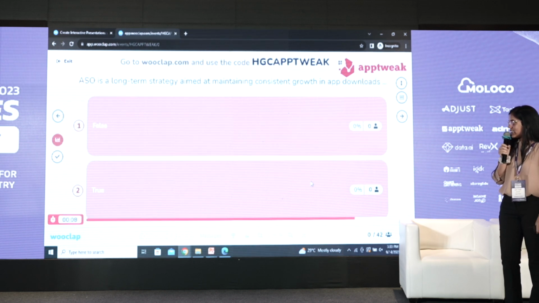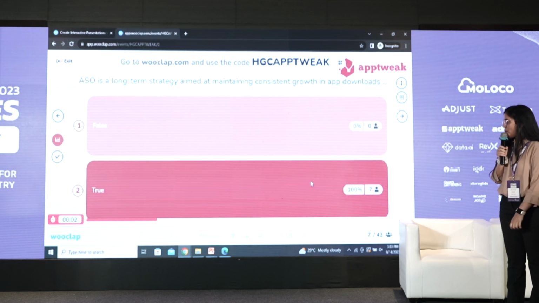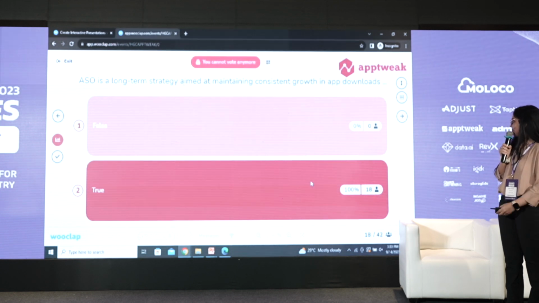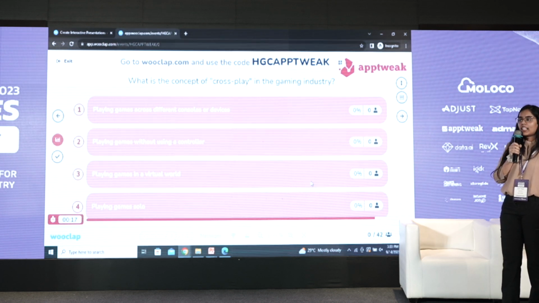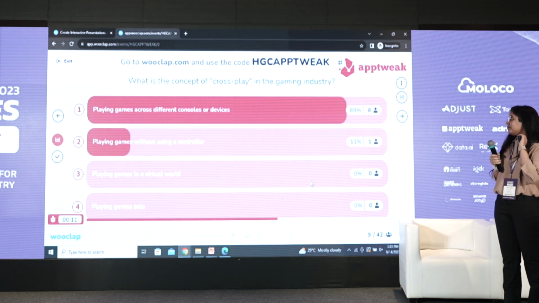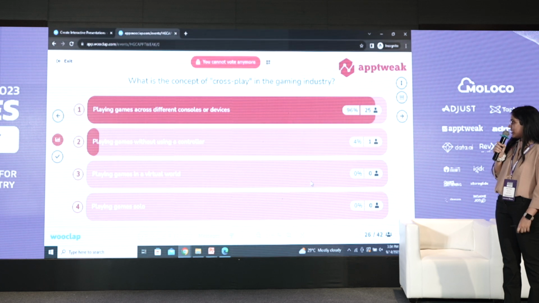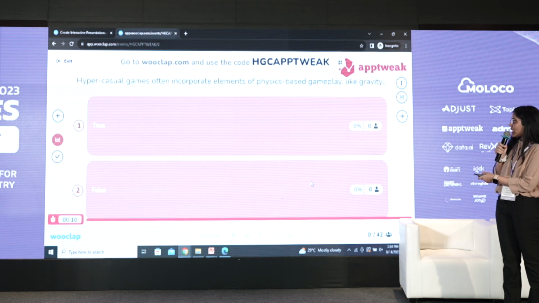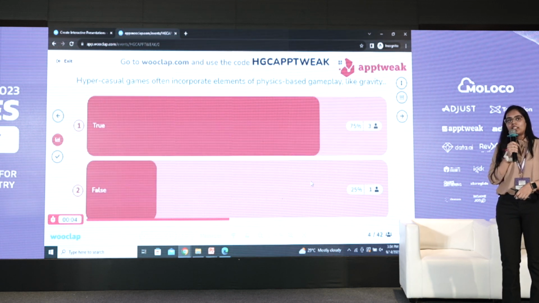ASO is a long-term strategy aimed at maintaining consistent growth in app downloads. True or false? Majority again. What is the concept of crossplay in the gaming industry? Again, a majority on the first answer. Next question. Hyper-casual games often incorporate elements of physics-based gameplay like gravity and momentum. True or false?